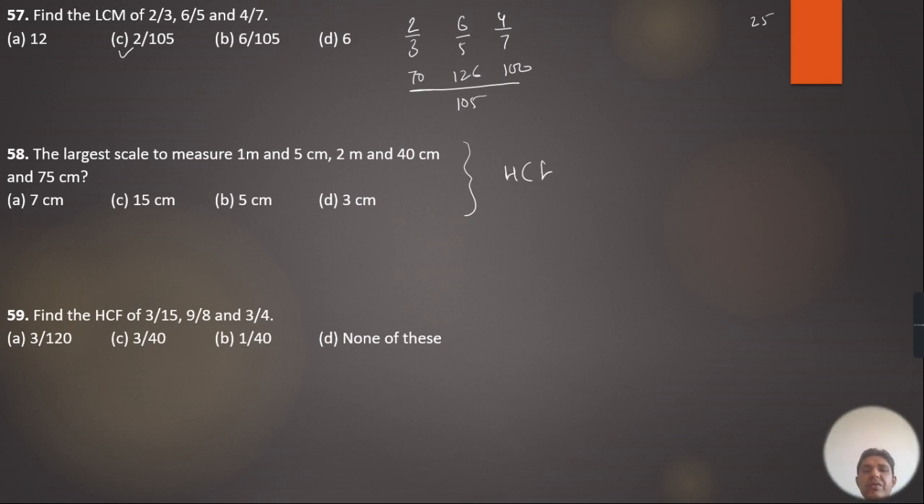So for HCF, we will have to get the largest number that can divide all the given numbers, right? So the numbers are 3/15, 9/18, 9/8, and 3/4, right? 3/4. So we have to find the largest number that can divide all the given numbers. So let's take the LCM. LCM will be 120.